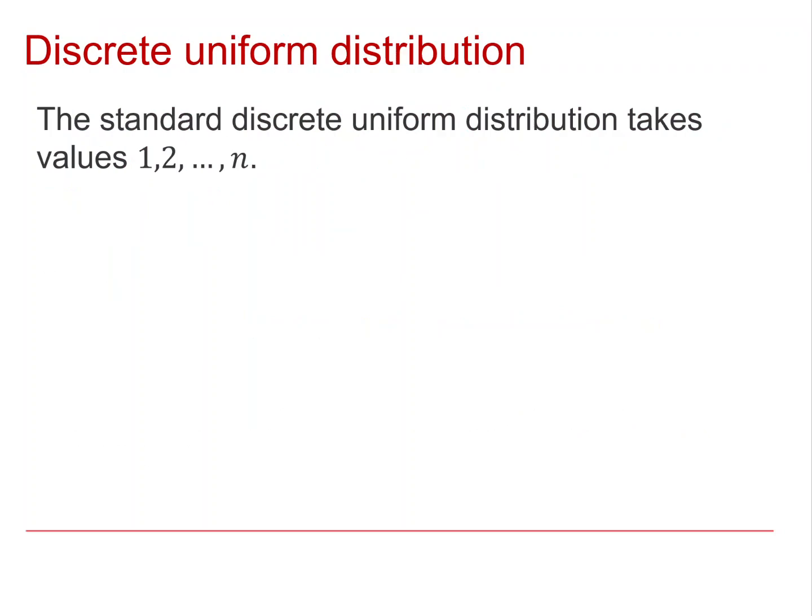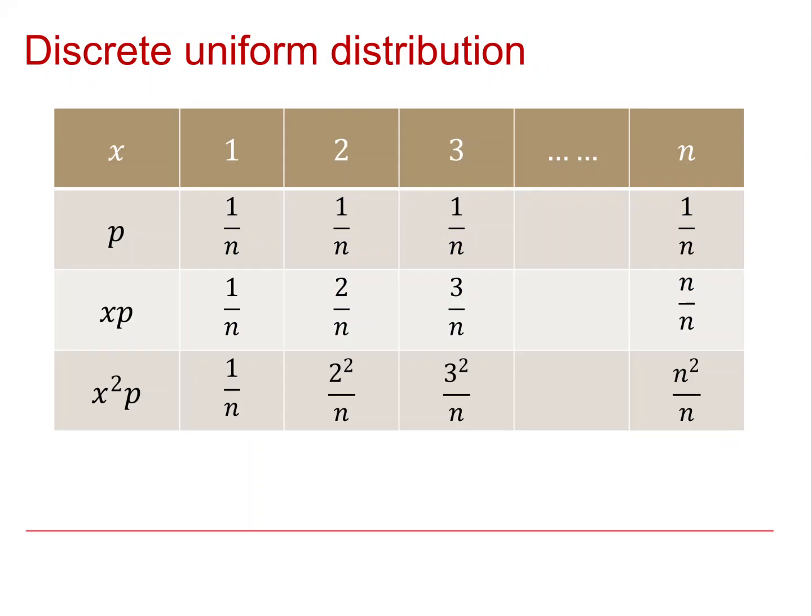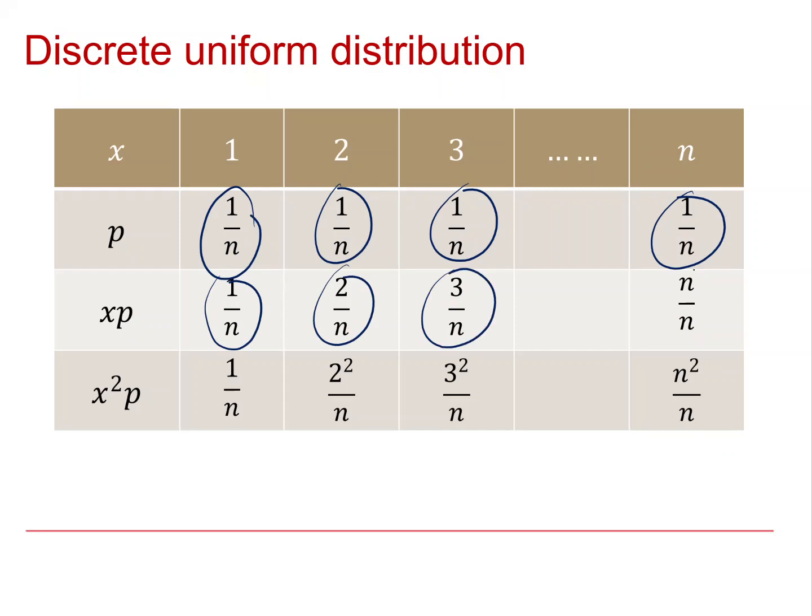So the standard uniform distribution, the one that you'll encounter, has values 1, 2, 3, all the way up to n, and the probability of each is exactly the same. So if there are n values, the probability of getting each will be 1 over n. So if all the probabilities are 1 over n, then the values of xp in each case will be 1 over n, 2 over n, 3 over n, all the way up to n over n. And similarly, the values of x squared p will be 1 over n, 2 squared over n, 3 squared over n, all the way up to n squared over n.